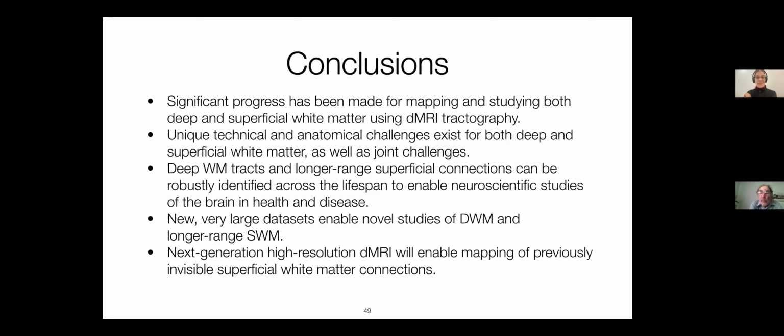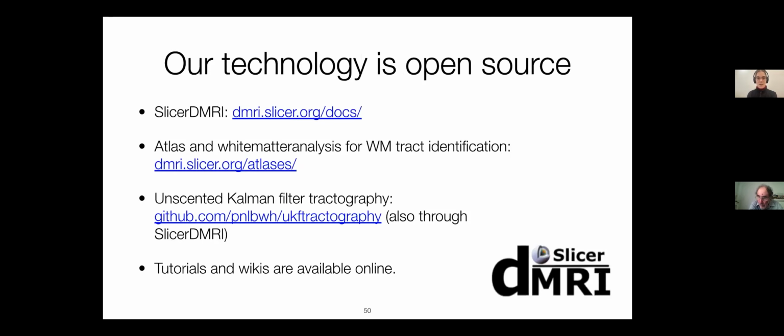We can robustly identify deep tracts and longer range superficial connections across the lifespan to enable studies. We're very excited about being able to analyze new, very large data sets. And finally, next generation high resolution diffusion MRI is expected to enable mapping of previously invisible superficial white matter connections. So all of our technology is open source. It's Slicer DMRI for visualization, the white matter analysis machine learning pipeline, and the UKF Tractography.